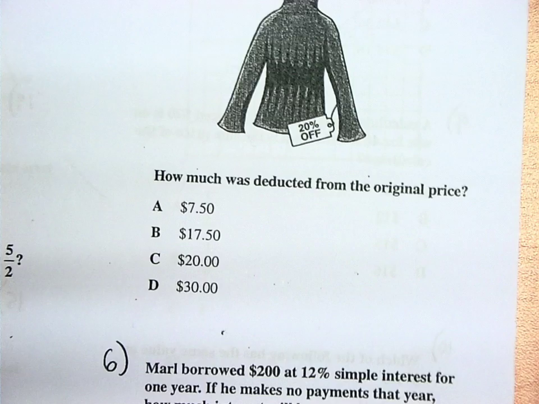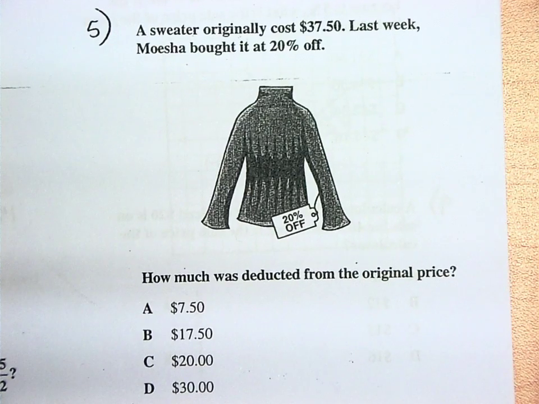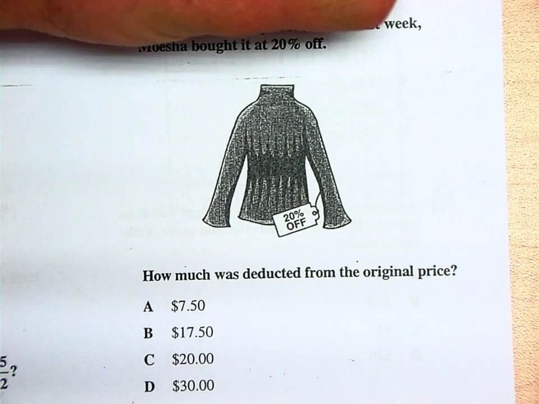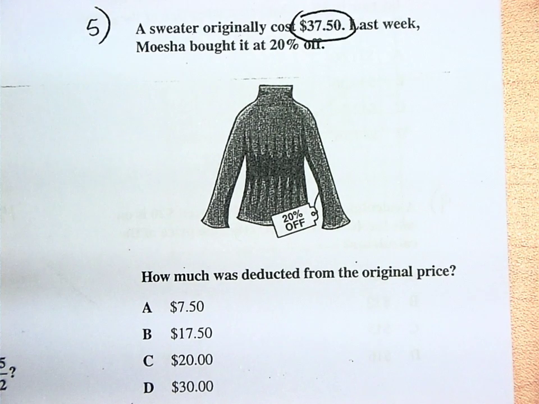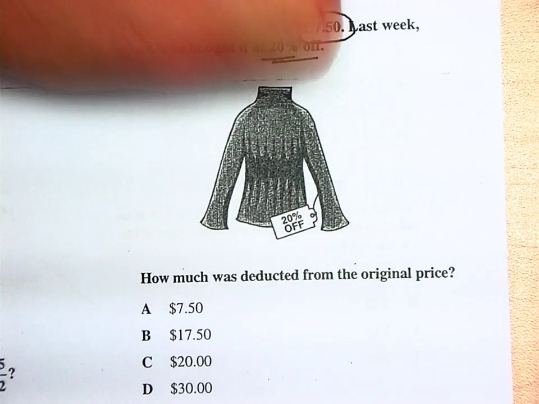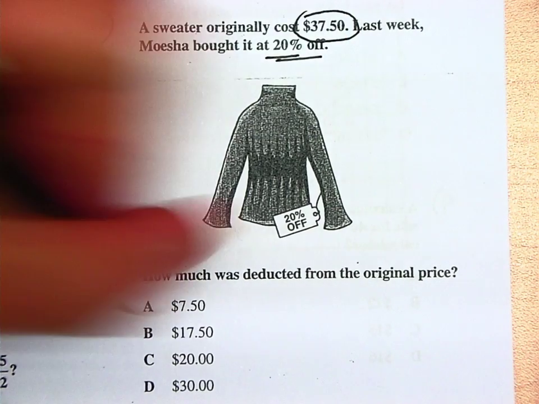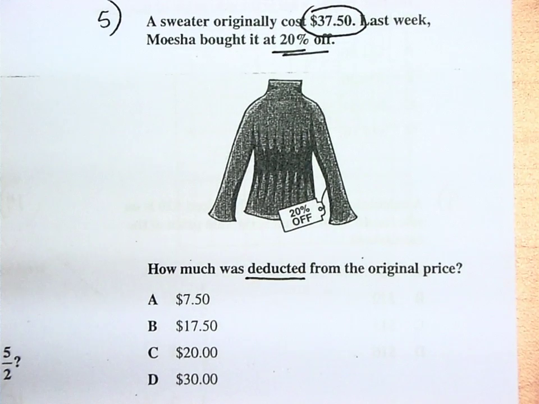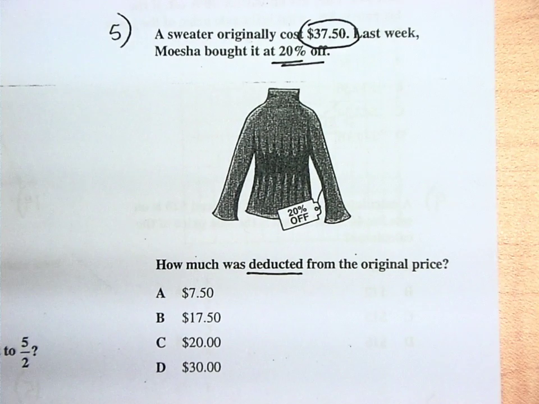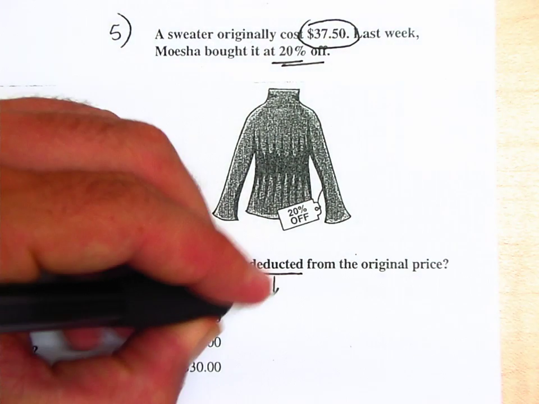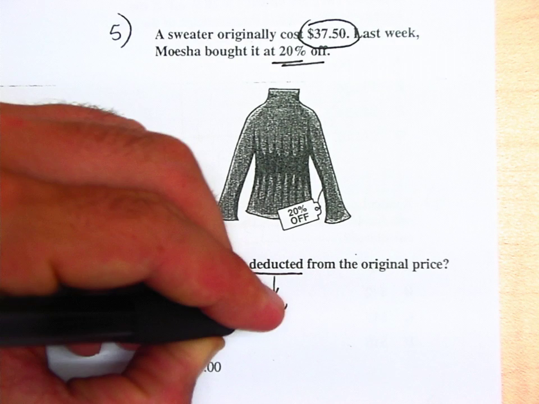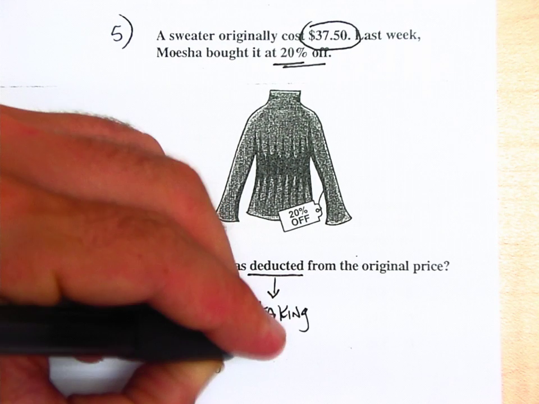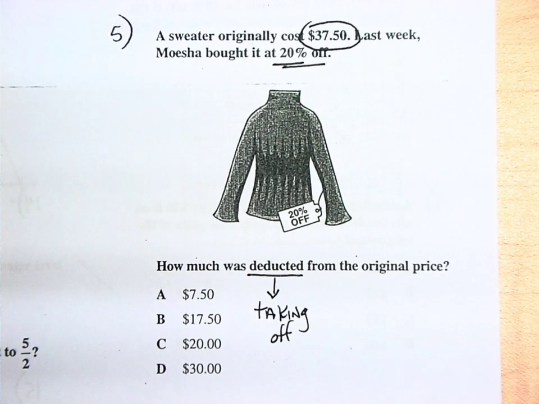Moving on to number 5. A sweater originally cost $37.50. Last week, Moesha bought it at 20% off. How much was deducted from the original price? So the first thing I need to figure out is, what is this problem asking? It's not asking how much it's going to cost. It's asking how much is it taking off from the original price. Deducted is another word for taking off. Or if you want to think about it, how much are you saving?